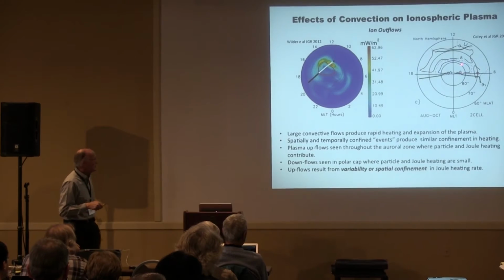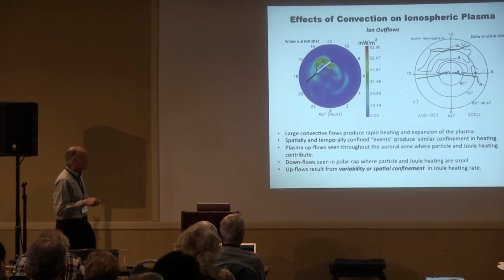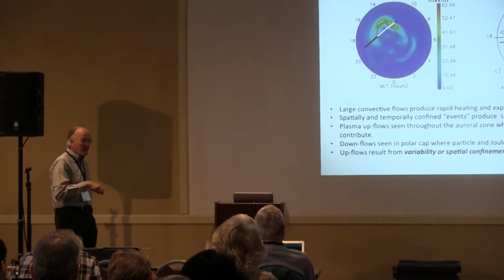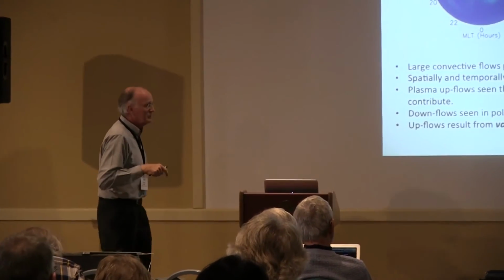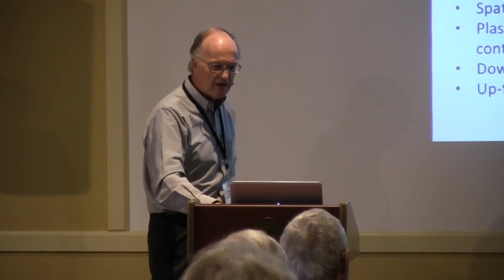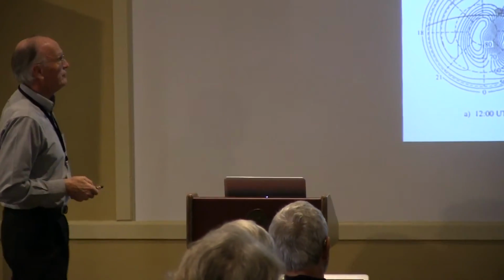I just want to point out that almost equally large fluxes through 1,000 kilometers are seen coming back down in the polar cap. And so the ionosphere expands and contracts and expands and contracts as it's convecting, and some small fraction of that flux ends up in the magnetosphere.